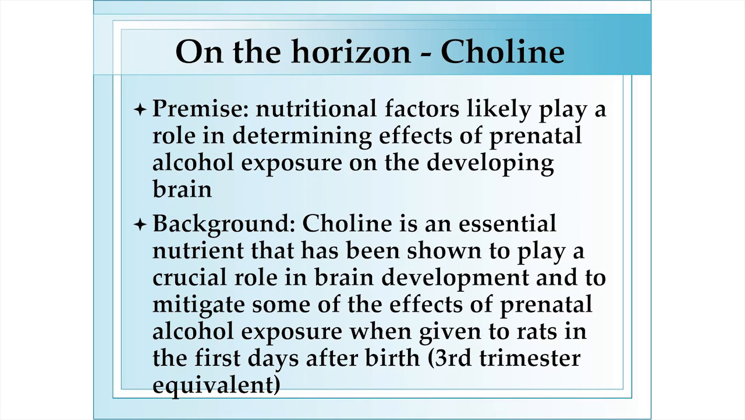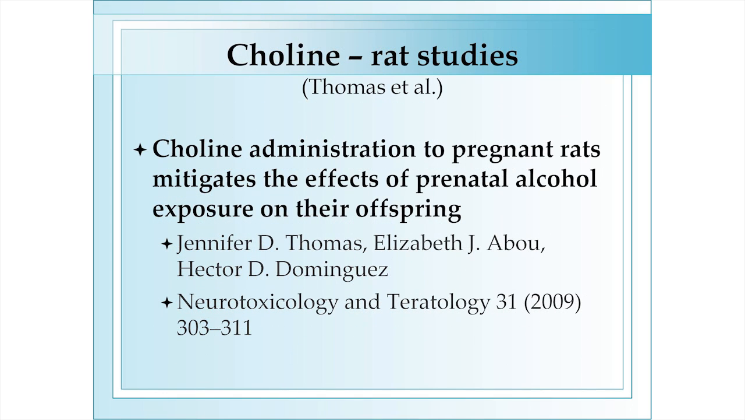Choline is an essential nutrient that has previously been shown to be crucial in brain development and also has been shown to mitigate some of the effects of prenatal alcohol exposure when given to rats in the first days after birth, which is equivalent to the third trimester of pregnancy in humans. Initially, this was identified in rat studies in which choline administration to pregnant rats mitigated the effects of prenatal alcohol exposure in their offspring. Human studies in children with FASDs are now underway.